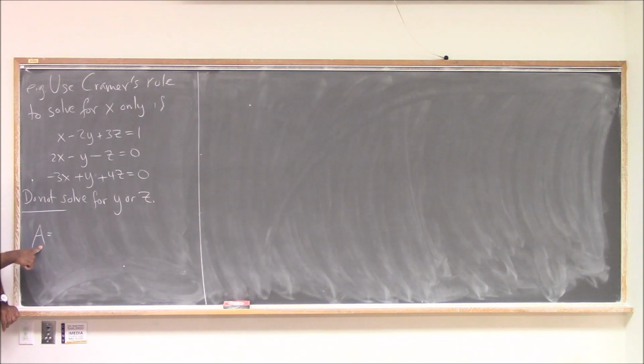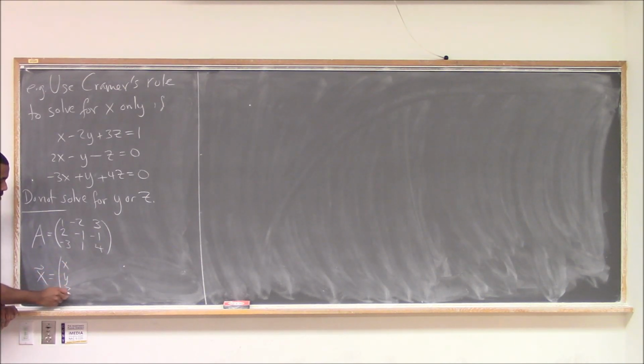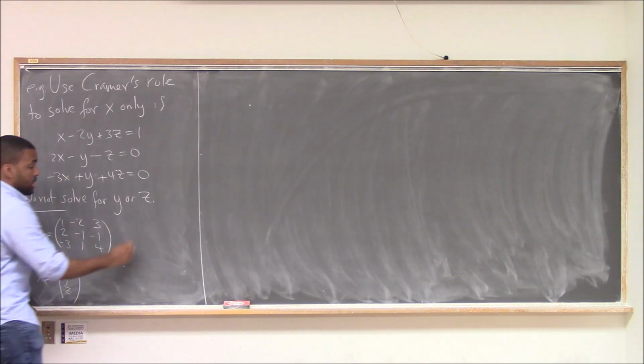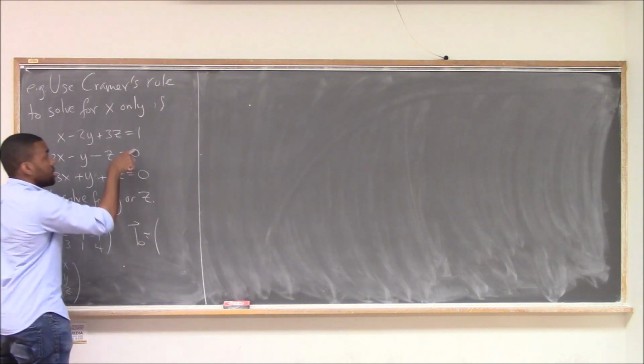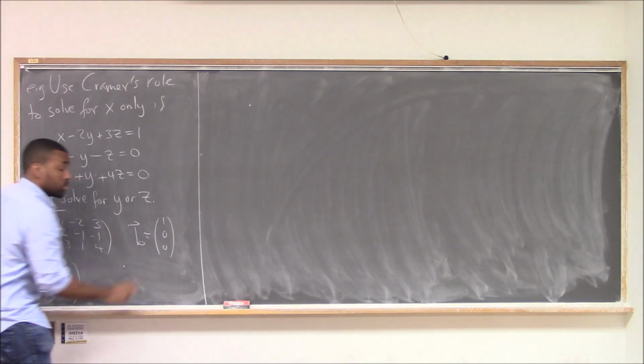So what is A here? If I think of this as AX equals B, A would be what? 1, negative 2, 3, 2, negative 1, negative 1, minus 3, 1, 4. Right? What is the X vector? It is X, Y, Z. So that is like your X1, X2, X3. And then your B would be the constant vector, 1, 0, 0.